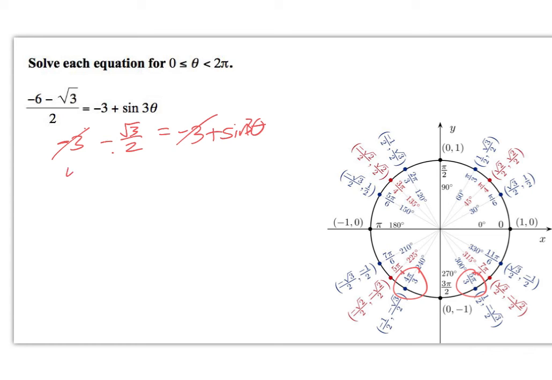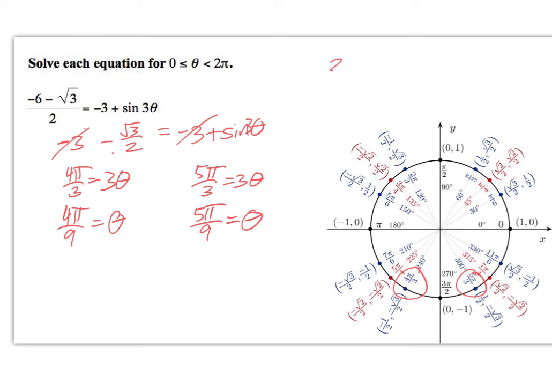So if we've got 4 pi over 3 is equal to just 3 theta. I don't know why I wrote sine again, and now it won't erase. There we go. Is equal to just 3 theta, and 5 pi over 3 is equal to 3 theta. That gives me 4 pi over 9 and 5 pi over 9.